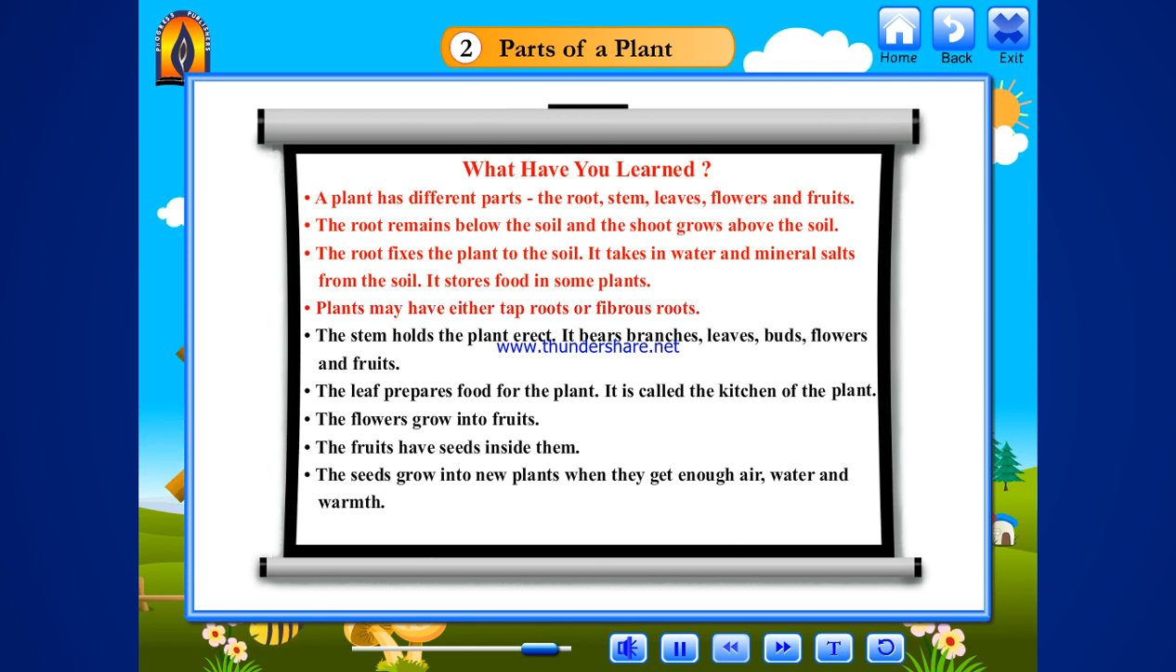Plants may have either tap roots or fibrous roots. The stem holds the plant erect. It bears branches, leaves, buds, flowers and fruits. The leaf prepares food for the plant. It is called the kitchen of the plant.